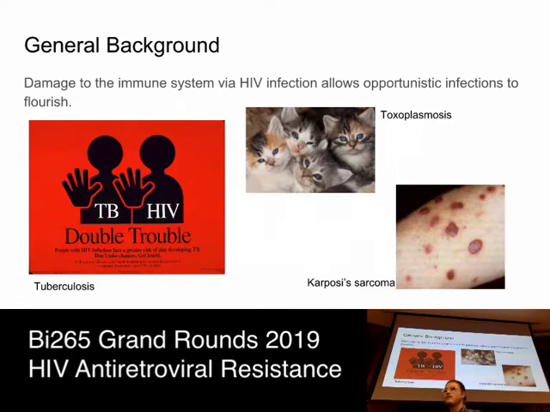And that allows opportunistic infections to come in and thrive in ways that they couldn't before, including tuberculosis, toxoplasmosis, and Kaposi sarcoma, as Scott mentioned. And in fact, 25% of all tuberculosis deaths are related to HIV.